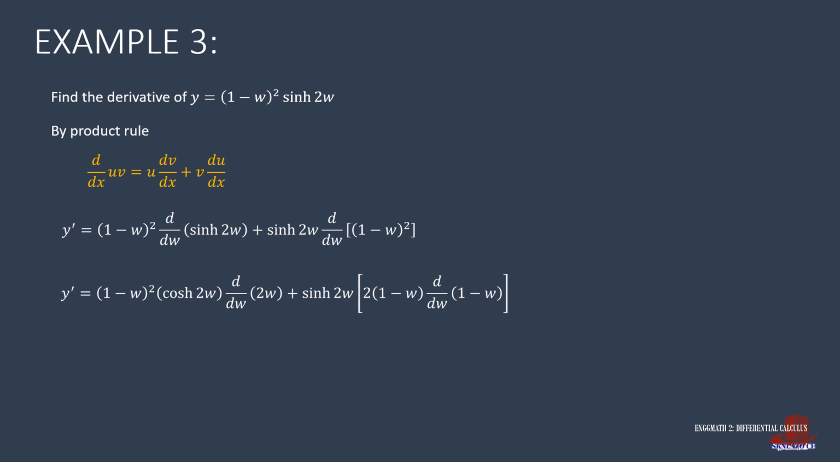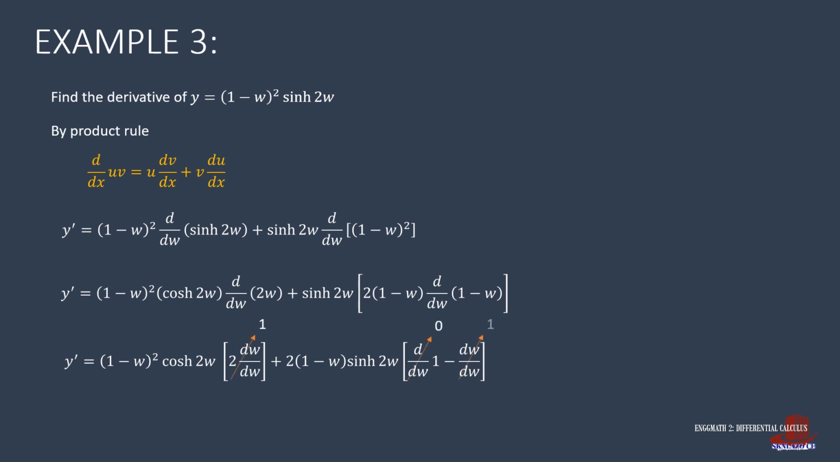This can be further simplified as the square of 1 minus w times the hyperbolic cosine of 2w times 2 with dw all over dw, plus twice of the binomial 1 minus w times the hyperbolic sine of 2w with the derivative of 1 minus the derivative of w, which are taken as 0 and 1 respectively. So the final y prime is twice of the square of 1 minus w multiplied by the hyperbolic cosine of 2w less twice of the same binomial times the hyperbolic sine of 2w.